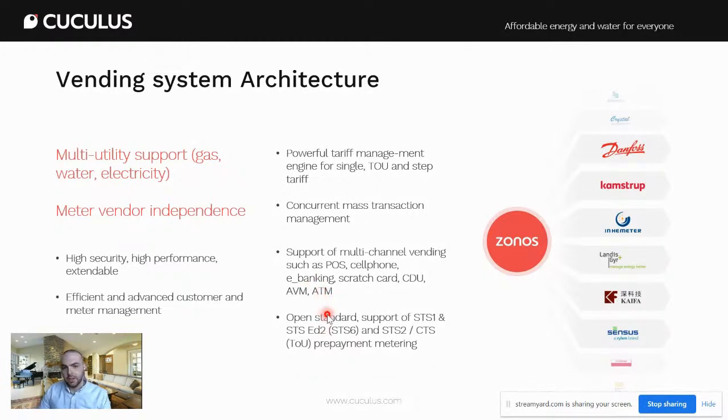Then, of course, we are open standard. We support STS in general, and of course STS 1, STS Edition 2, and STS 6 for hardware security, for the hardware security machine. Here I want to share with you the list of our partners that we are working closely with on the vending solution. And I really want to thank them very much for the good cooperation that we are having right now.